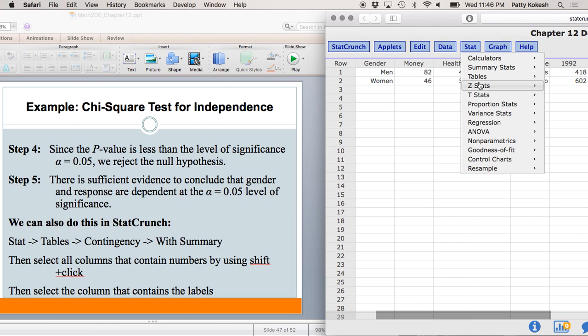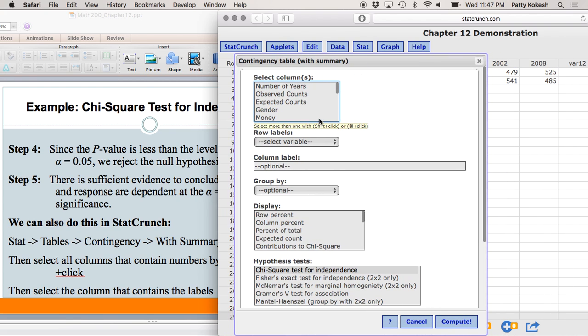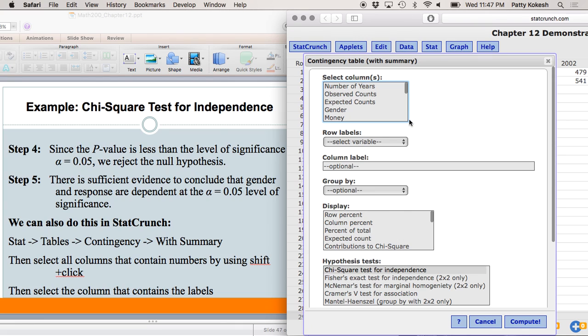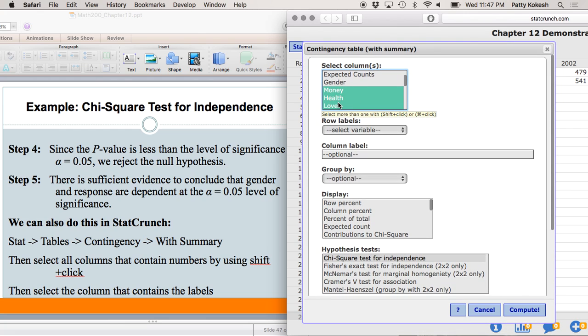So I'm going to go to Stat, Tables, Contingency, and then I have summary data, so I do with summary, and this is where it's a little bit tricky. You need to select all of the columns that hold the answers to the questions. The 3 different categories are money, health, and love. To select those all at once, click on the first one that you want, then hold down shift and select all of the categories. So we're basically just selecting the categories that have the actual counts in them: money, health, and love.